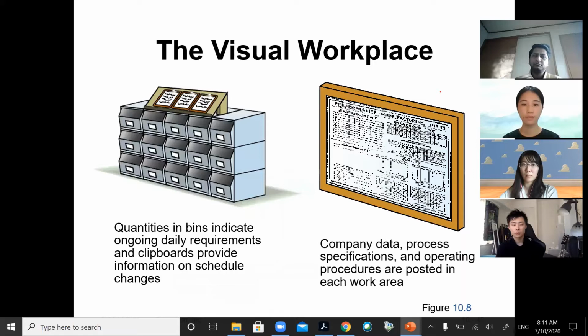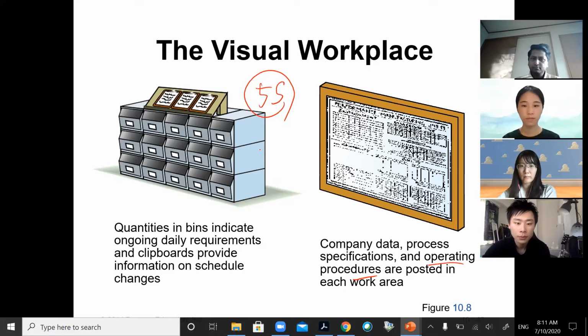This is company data processing specifications. This is very common in manufacturing companies. They have operating procedures. So when you go to the shop floor, this is 5S also. You know 5S? Seri, Seiton, Seiso, Seiketsu, Shitsuke. 5S, okay?